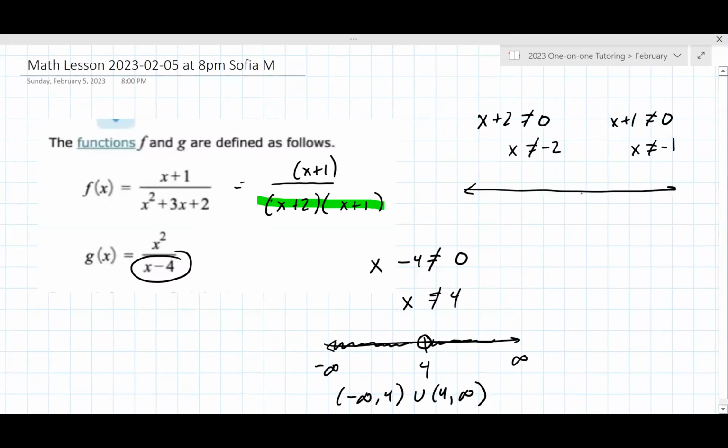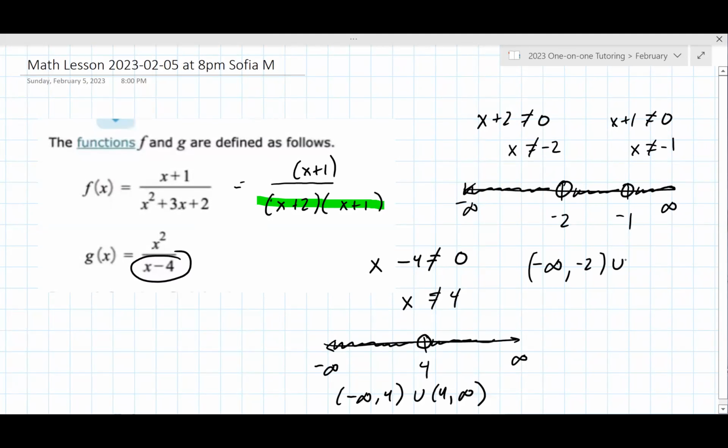Again, you go to a number line, make sure you get the numbers in the right place relative to each other. Open circles because they're excluded, but it can be everything else. It can be everything from negative infinity to negative 2, negative 2 to negative 1, negative 1 to positive infinity. So you start writing those intervals: negative infinity to negative 2, union negative 2 to negative 1, union negative 1 to infinity. Okay, yeah, I remember we did a little bit of this a few lessons ago.